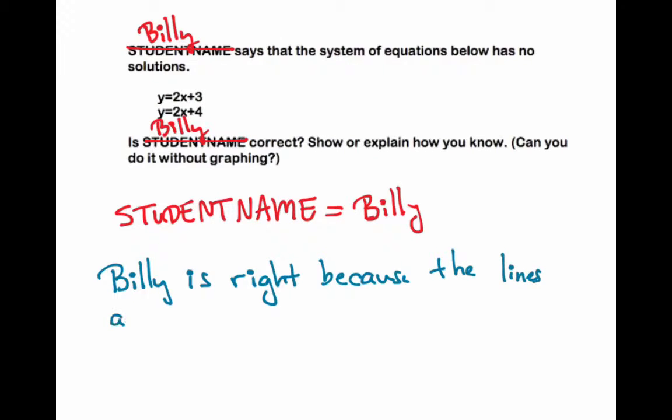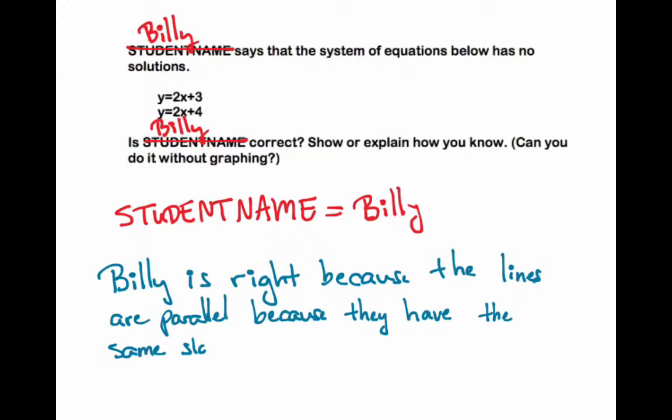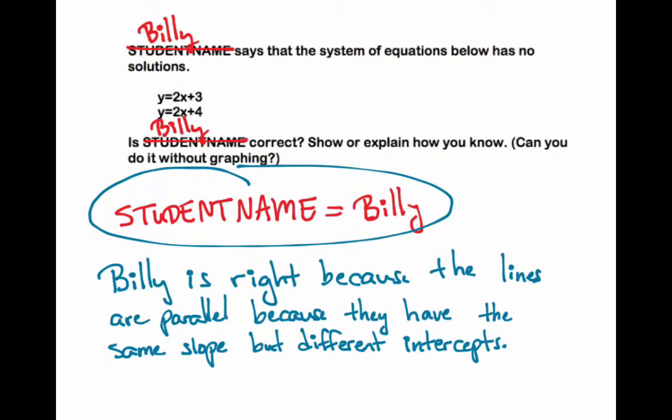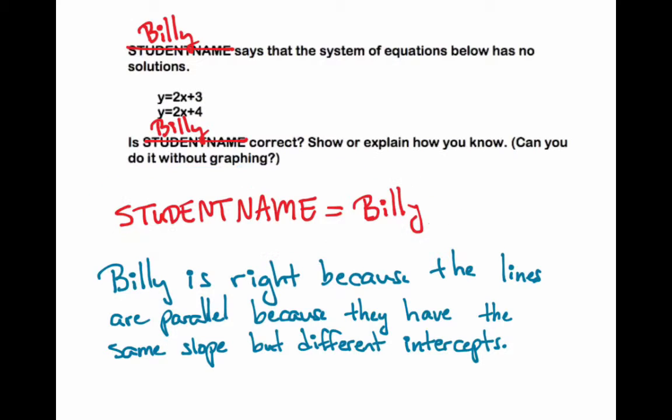So Billy is right because the lines are parallel, and you can tell that because they have the same slope but different y-intercepts. So if you were to graph that, you would end up with 2 lines going in the same direction, whatever direction that is, and they would never touch. But really, my secret, what I really wanted to talk about, was this right here. That's really what I cared about today. All right, so let's move forward.